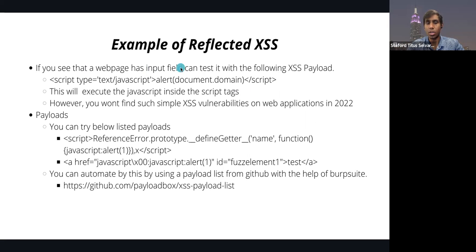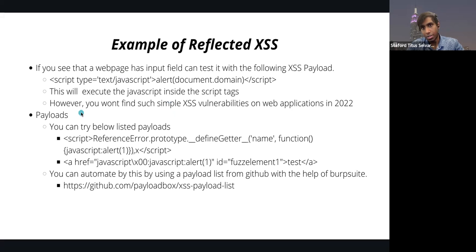So we'll be putting this in an input field, and when we test it, if an alert box appears with the information that is inside these braces, then we know that reflected XSS is possible over there, right? So this will execute the JavaScript inside the script tags. Within the script tag, we're giving a JavaScript function, which is alert, and that'll be executed.